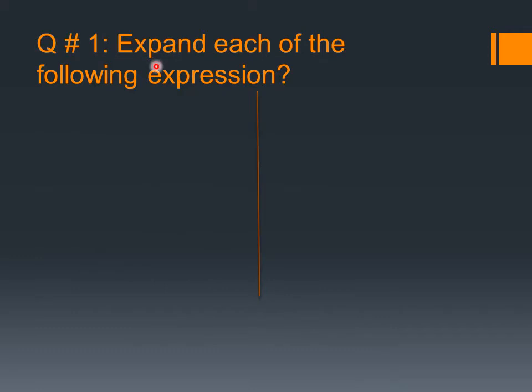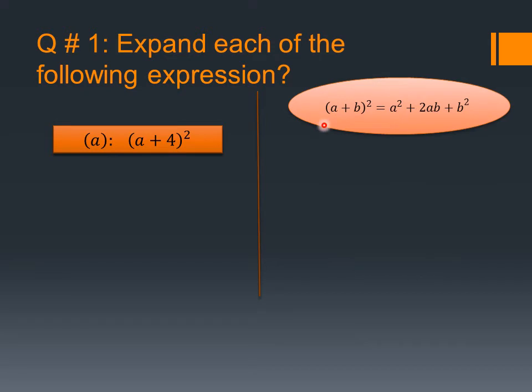Our first question is, expand each of the following expression. Expansion means to open the brackets. First part is a plus 4 whole square. Now tell me which type of formula we are going to apply here from the three formulas I just told you. Yes, we will apply the formula of perfect square, positive perfect square. The formula is a plus b whole square equals a square plus 2ab plus b square.